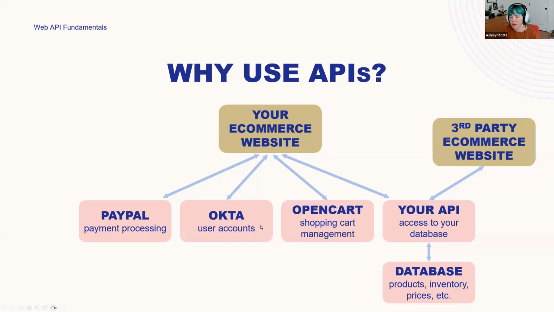And then there's APIs like Okta and Auth0, which we actually use at PQS for user accounts, so people can create accounts and save things there. And then there's APIs like OpenCart, which would do shopping cart management for you. It would allow you to let people make wish lists, that kind of thing.